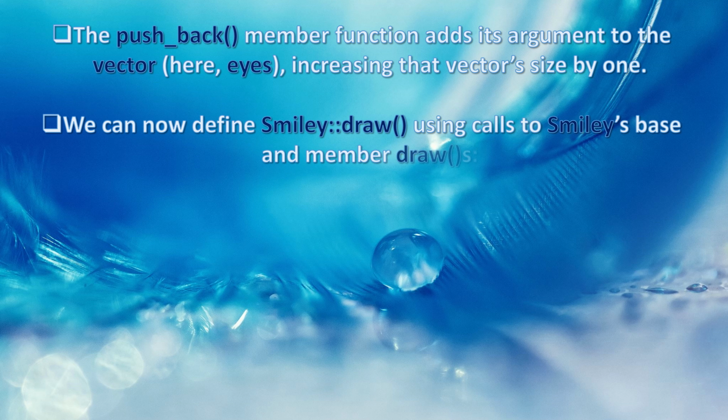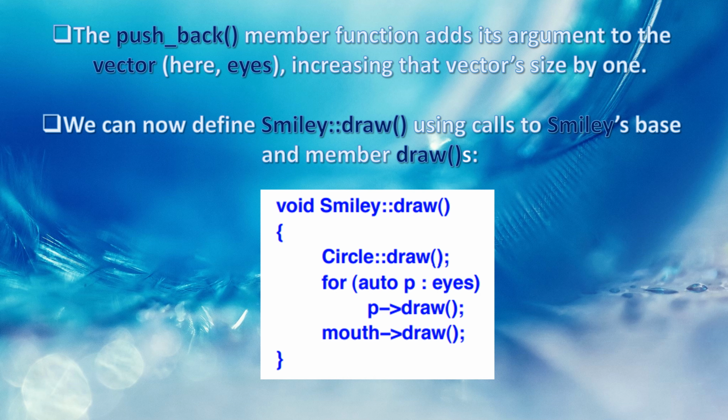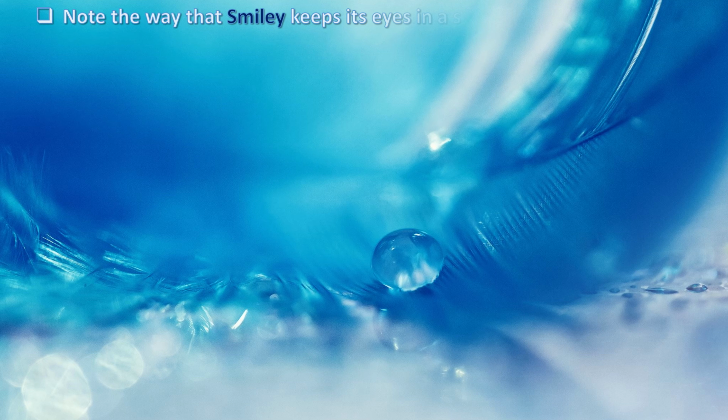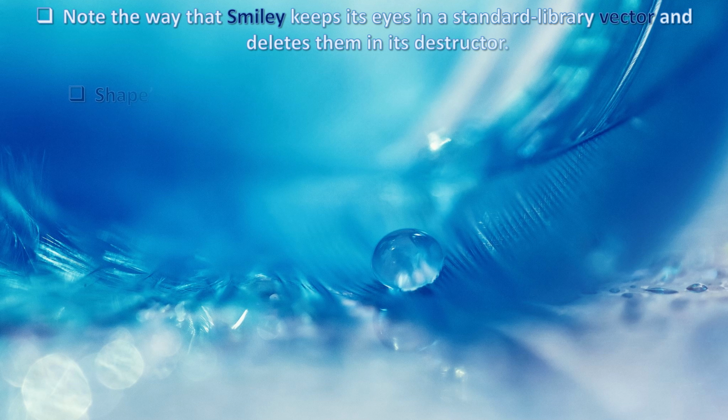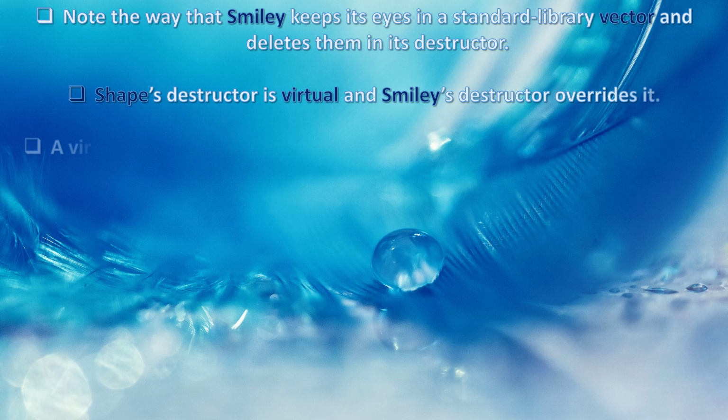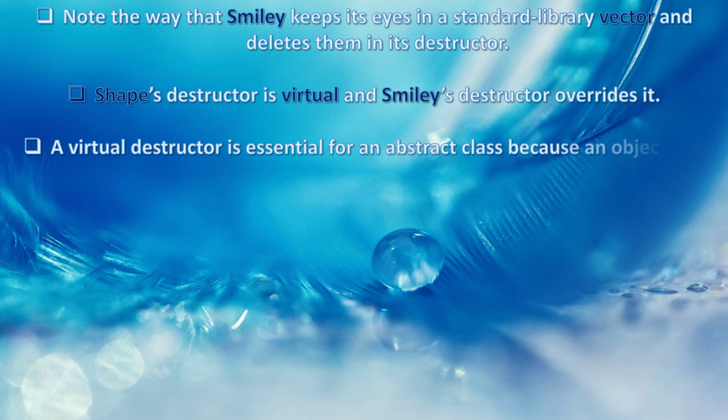by 1. We can now define smiley draw, using calls to smiley's base and member draw functions. Void smiley draw. Circle draw. For auto p in eyes, for every element of eyes, from the first to the last, place a copy in p. P, access through function draw. Mouth, access through function draw. Note the way that smiley keeps its eyes in a standard library vector and deletes them in its destructor. Shape's destructor is virtual and smiley's destructor overrides it.